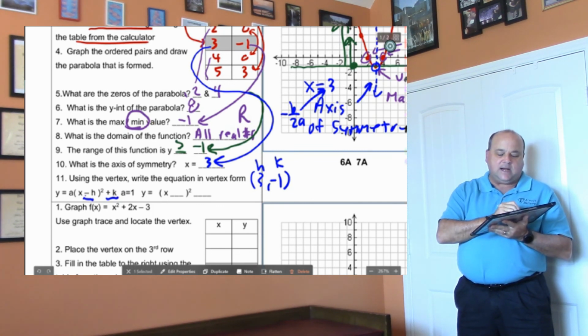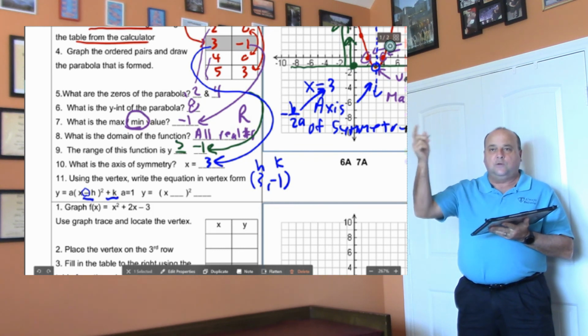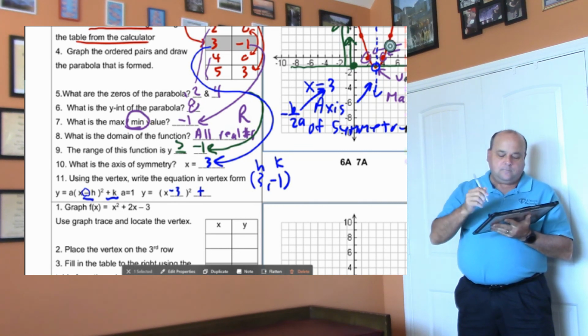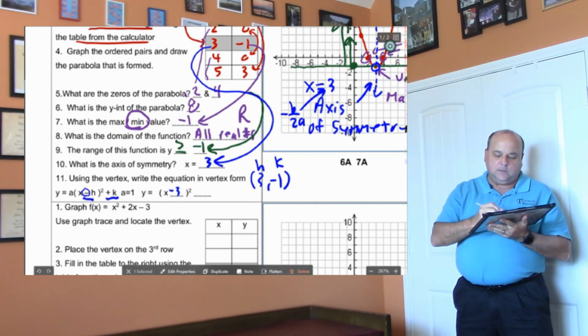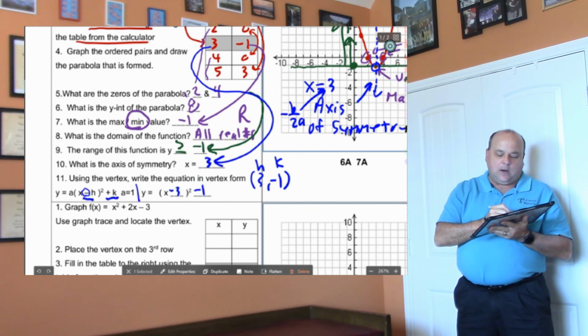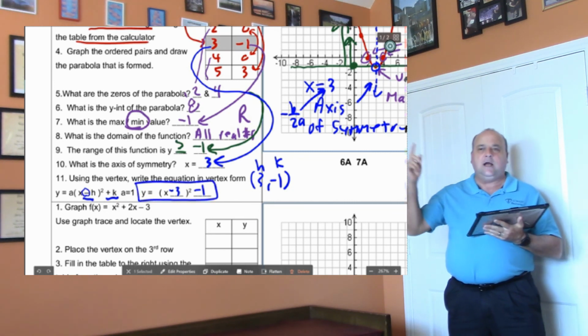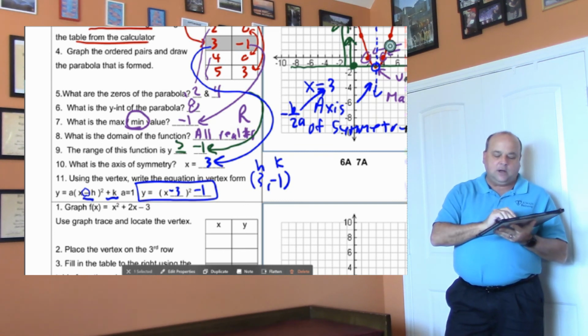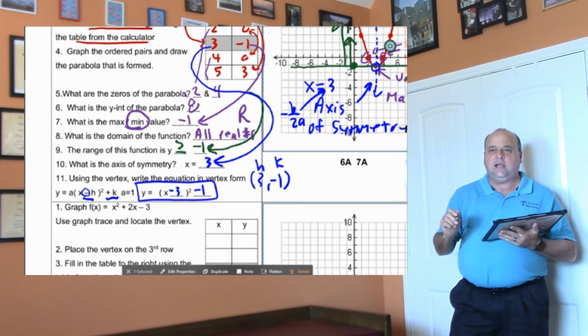When I put the 3 in, I want the opposite of it, so the sign will flip. So minus 3 and then plus or minus 1. My K is minus 1, so minus 1. If I were to graph this on the calculator, I would get the same exact graph. This is vertex form. And notice vertex form uses the vertex.